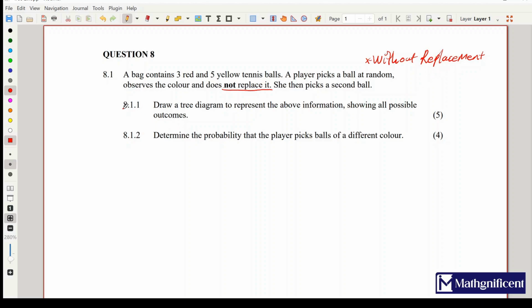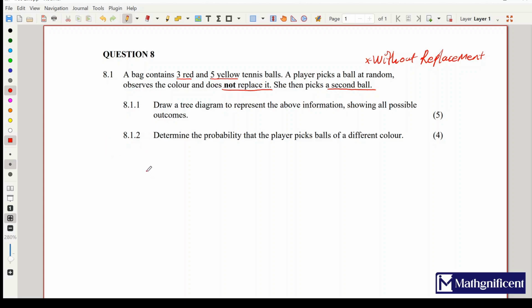So now we have 8.1.1. Another thing we have to look at here is that this is going to happen twice, because she is going to pick a ball for the second time as well. It says draw a tree diagram to represent the above information, showing all possible outcomes. So now what do we have? We know that this is going to happen twice. And at first we have 3 red balls, and we also have 5 yellow tennis balls.